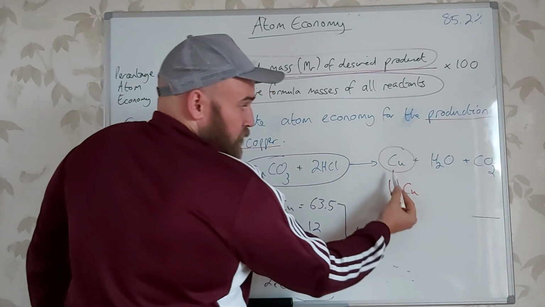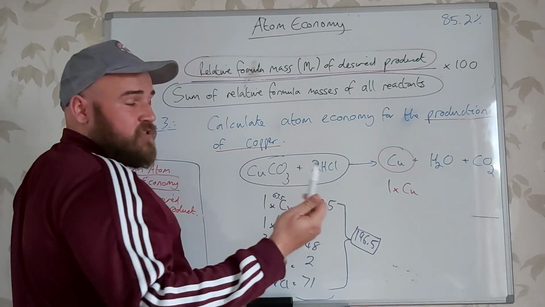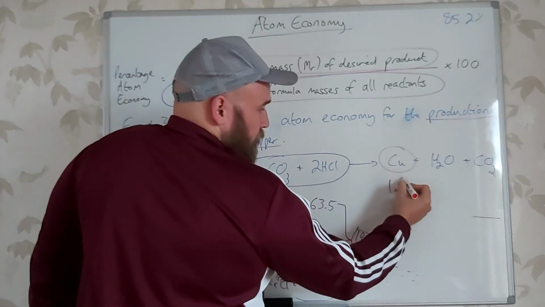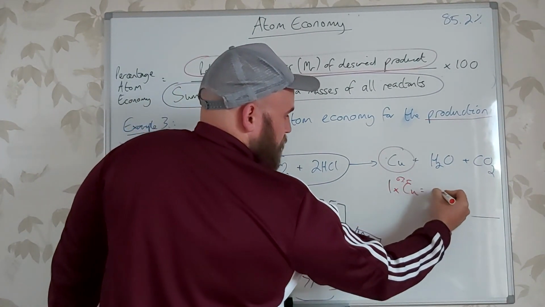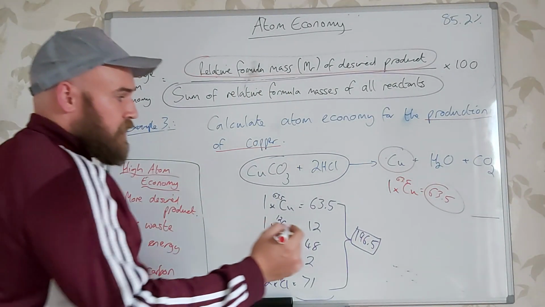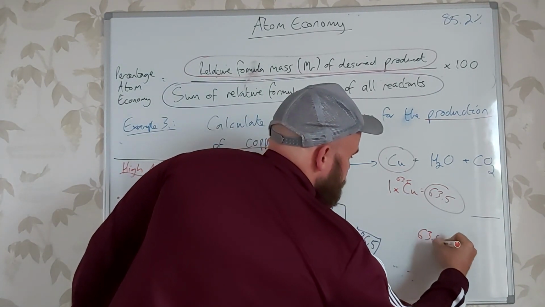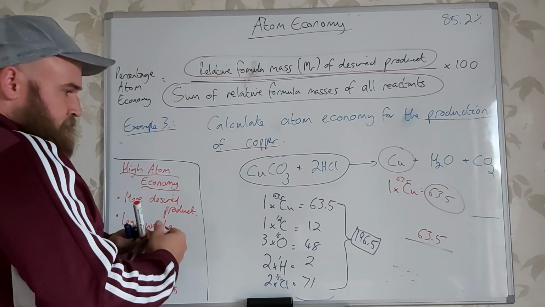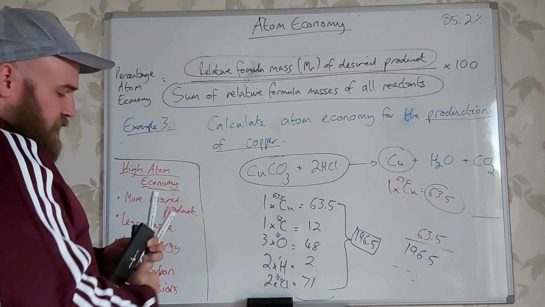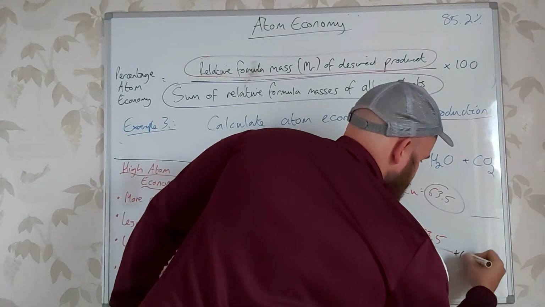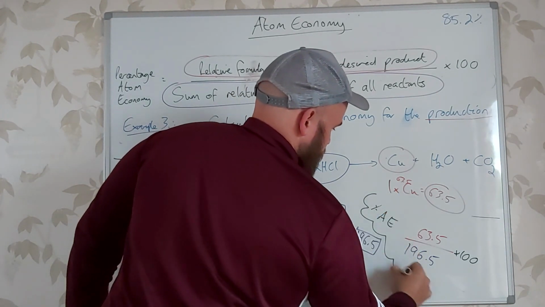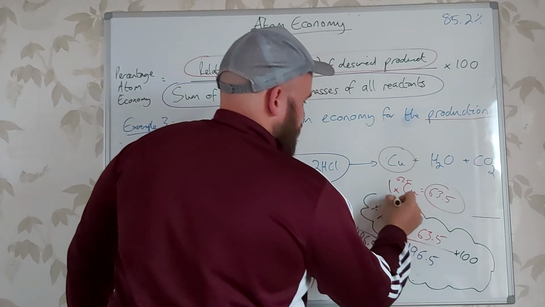On this side, what have I got in the red circle? I've only got 1 copper. Just be careful with some examples. There might be a big number at the front. If there is, make sure you include that in your calculation. So I've got 1 lot of copper, which is 63.5. So I've got my red circle, I've got my purple circle. I can go and work out the percentage atom economy. And then times by 100. So that's the calculation you end up doing.